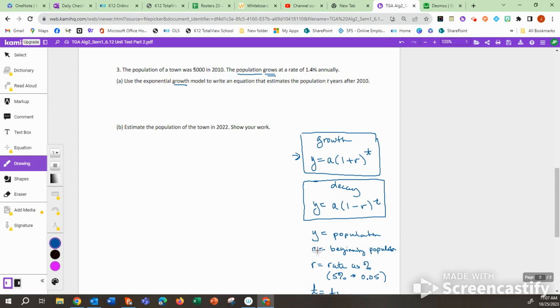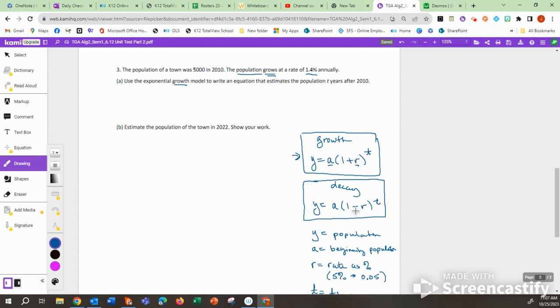So again, A is going to be your beginning amount, your beginning population. So you're going to leave the Y in there. You're going to put a number in for the A. You're going to look for your rate. You're going to move the decimal 2 places to the left. You're going to put that number in for your R.